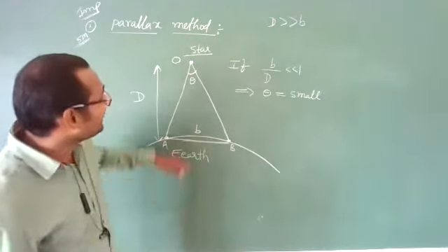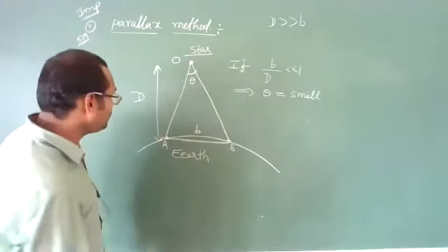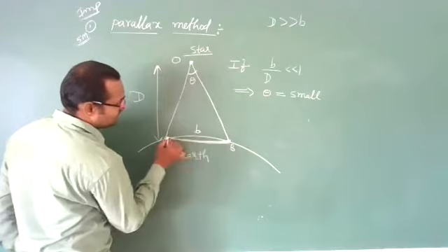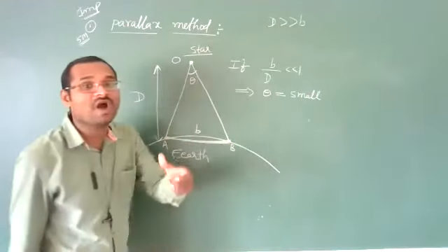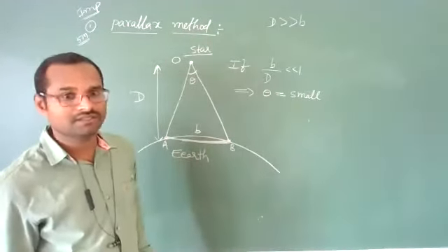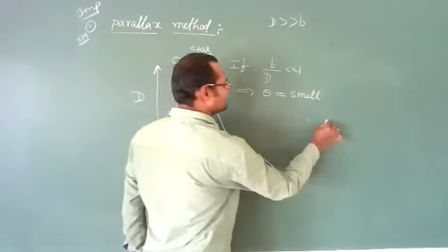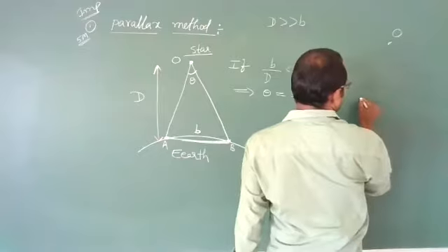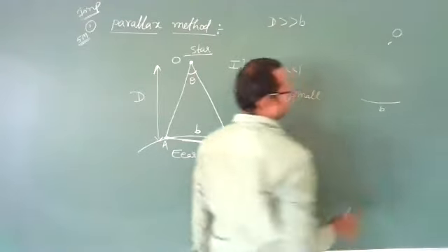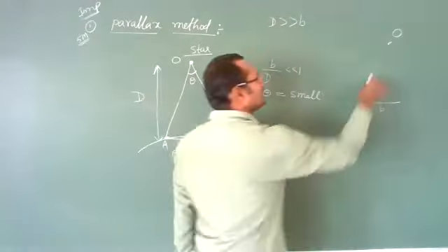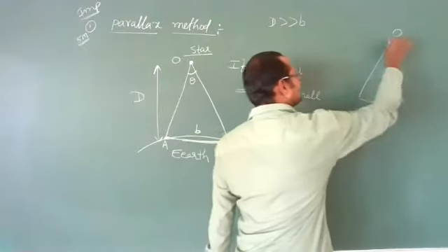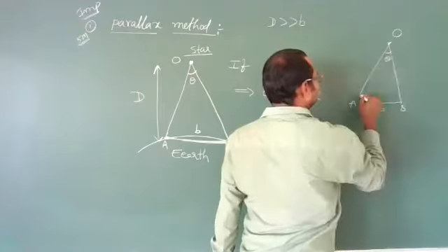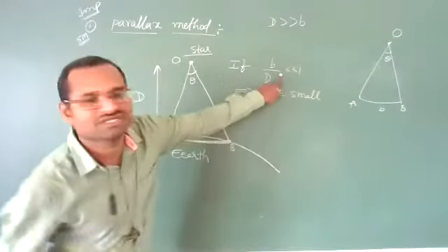Clear? Now, when the angle is very small, you can consider this basis as an arc. Clear? Now, it will become like this. This is the object and this is your basis. Clear? Why am I taking it like this? Because of this condition.